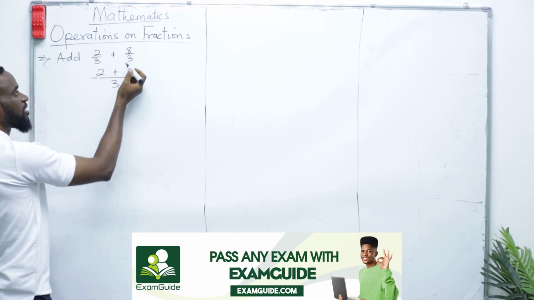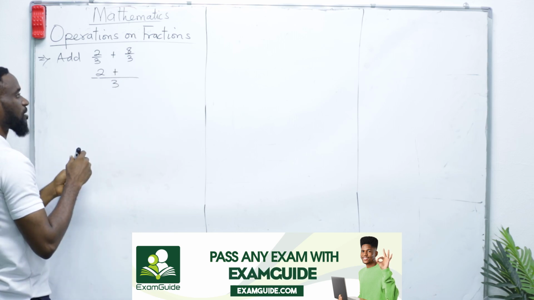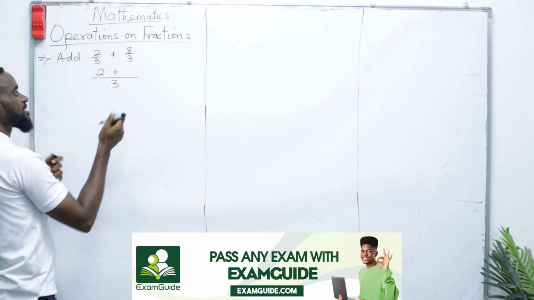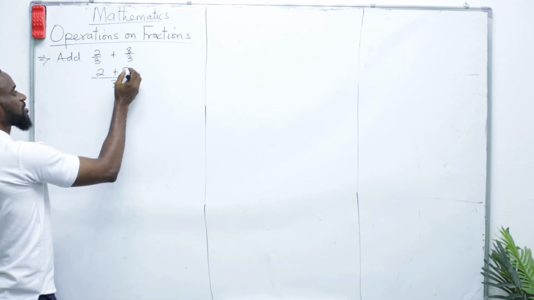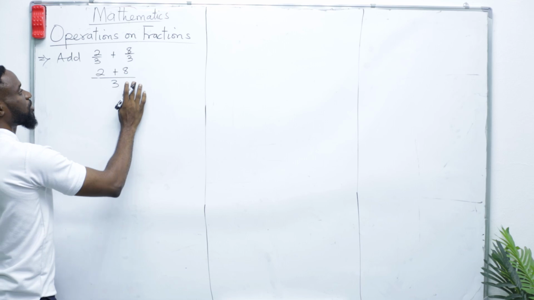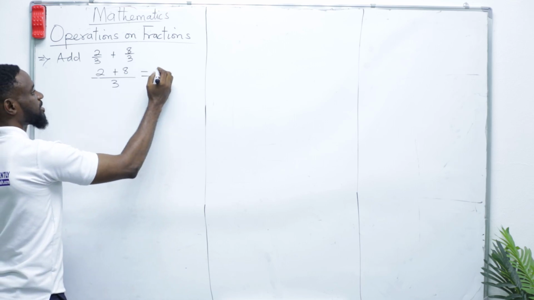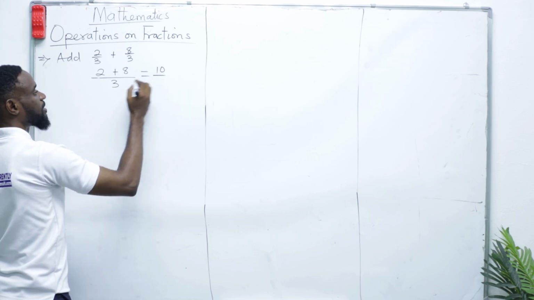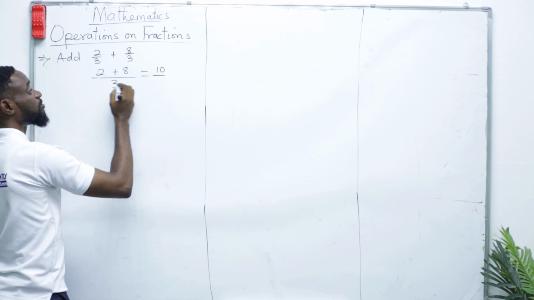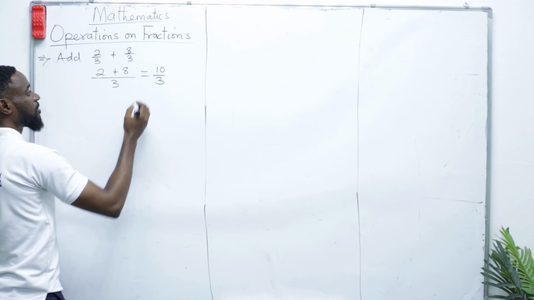You do the same here. 3 divided by 3 is 1. 1 times 8 is 8. So this is 8. Is that okay now? So this gives us 2 plus 8, which is 10, over 3, and this 3 we bring down.